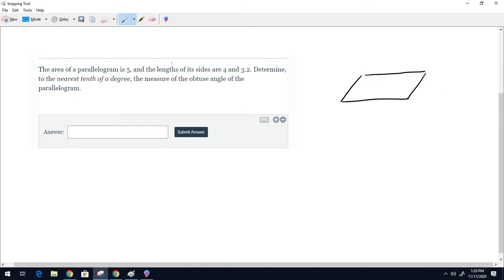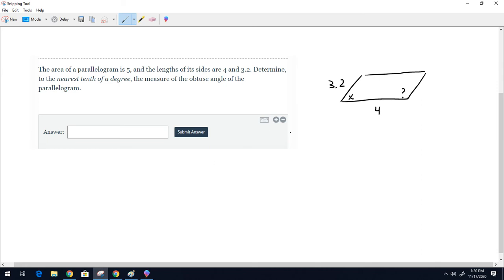Okay, so the length of the sides are 4 and 3.2, so this must be my 4. That's my 3.2. They want the measure of the obtuse angle. So this is the question. Now, before we find the obtuse angle, we are still going to work with the acute angle. If they wanted the acute angle, we would find it directly. But to find the obtuse angle, we're going to first find the acute angle and then find the obtuse angle.